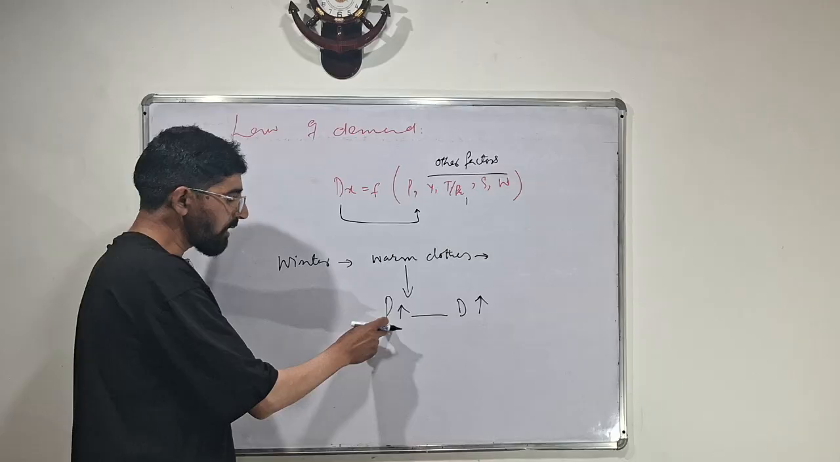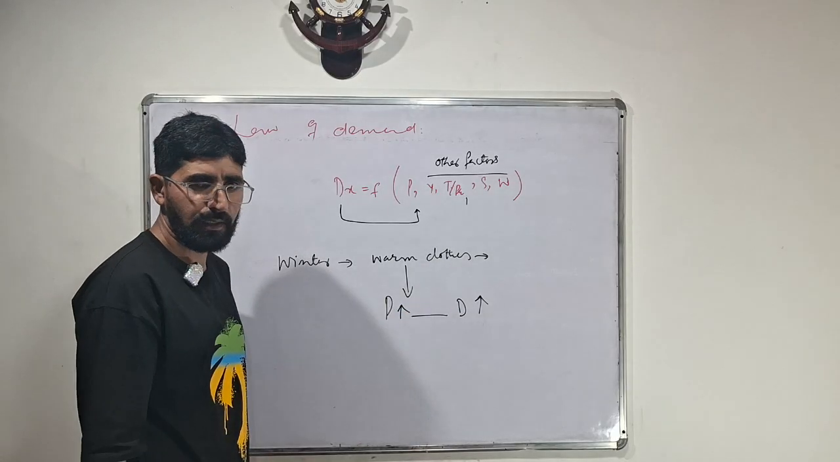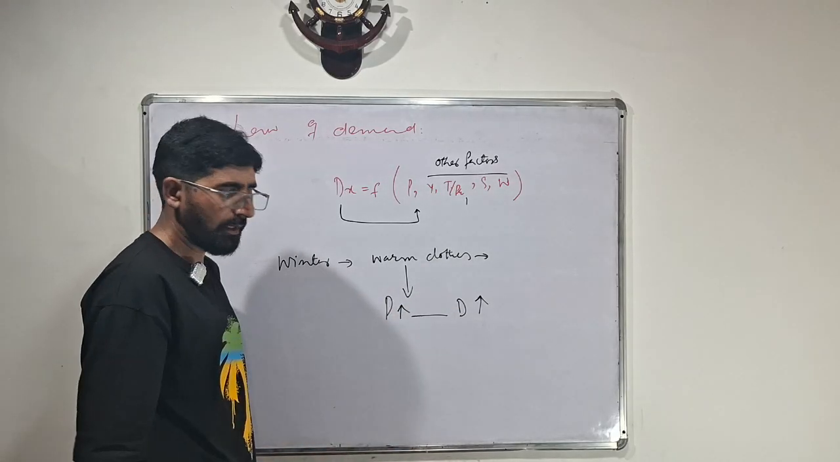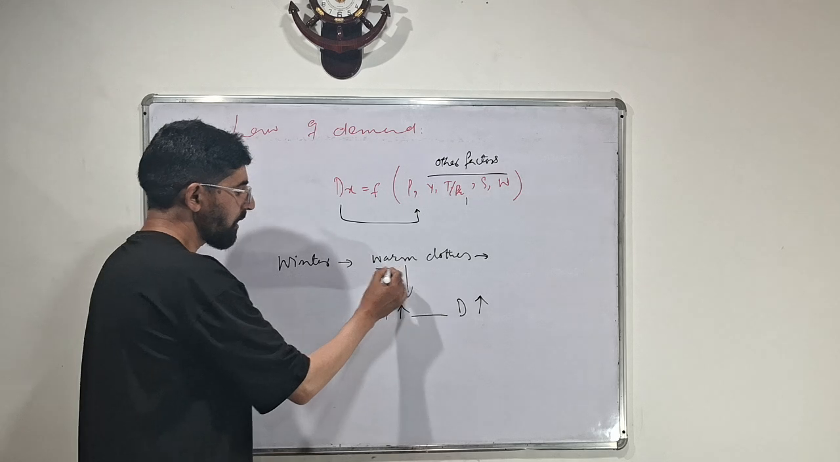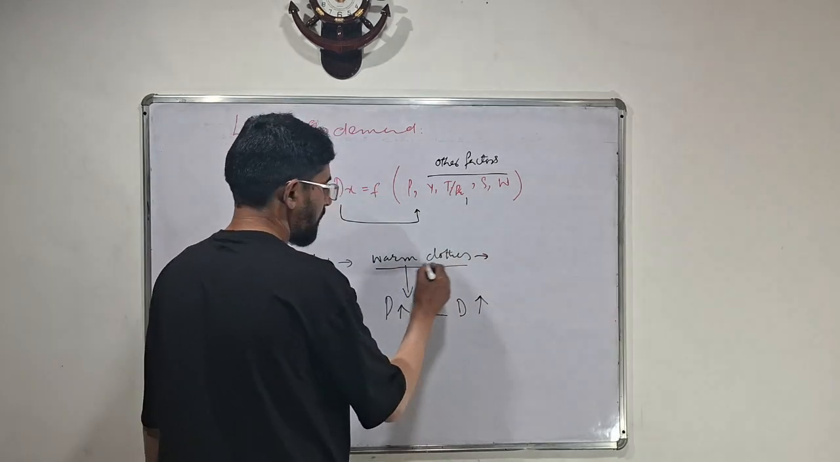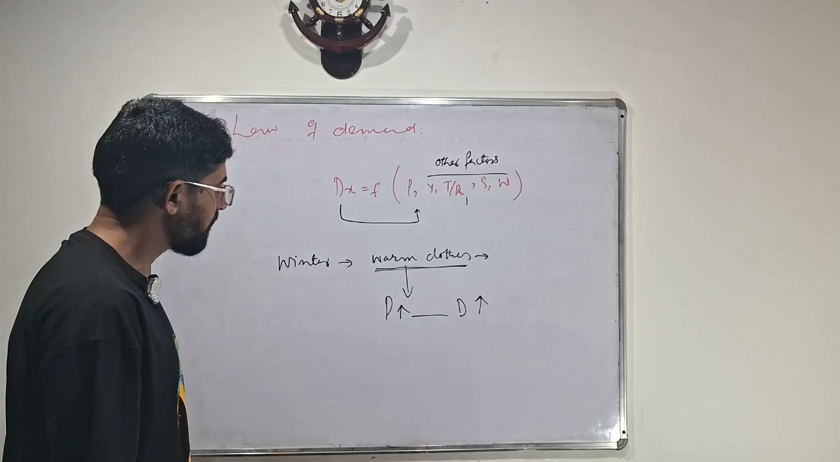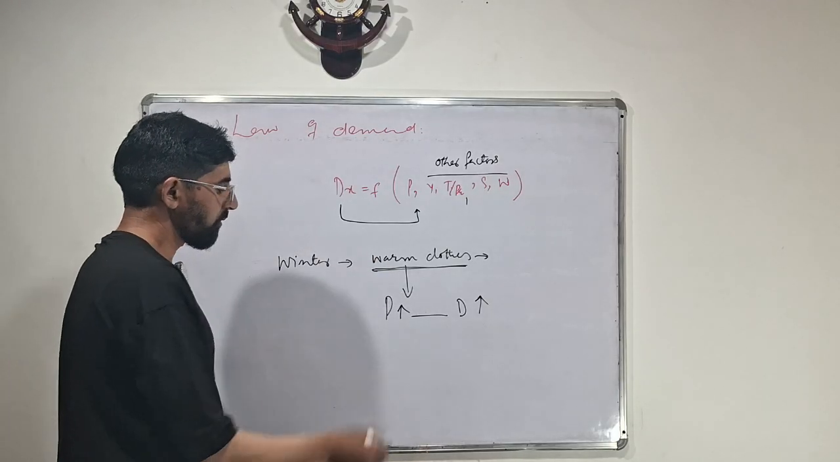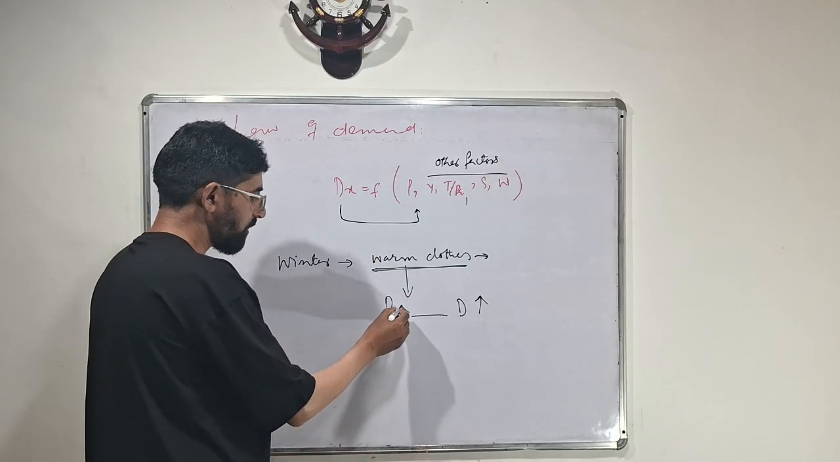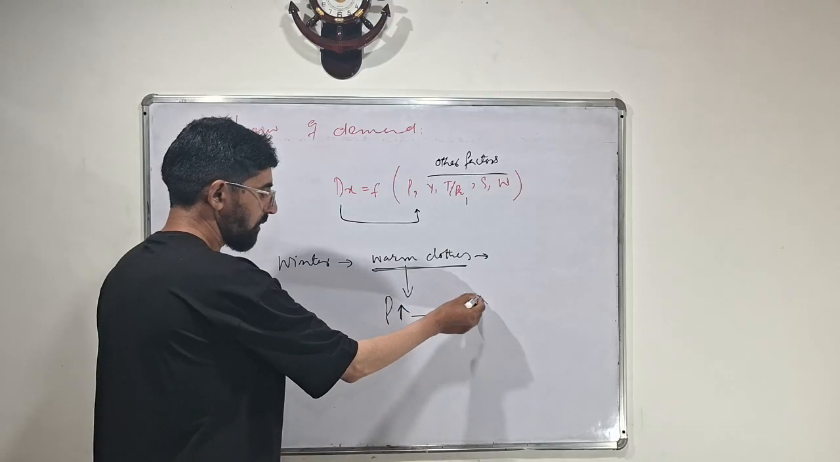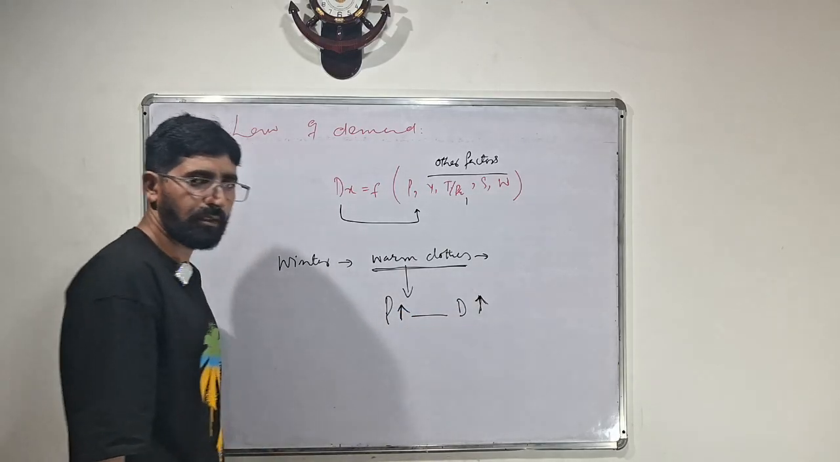Increase in price will not impact upon quantity demand, if there is no fall in quantity demand. Quantity demand will still increase because in winter we need warm clothes. There is a need in winter for warm clothes. When the price increases, quantity demand will still increase. There is no fall in quantity demand.